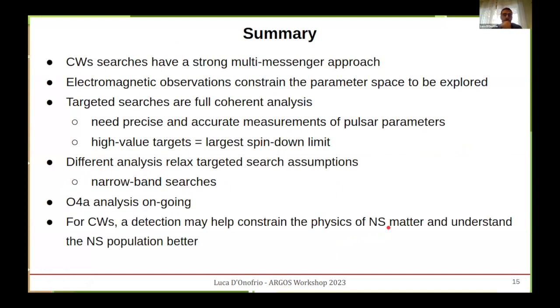And these are my conclusions. The take-home message, I think, is that continuous wave analysis has a strong multi-messenger approach, and there are a lot of analyses that basically depend on electromagnetic observations that constrain the parameter space that we have to explore. I have described the targeted searches, which are the most sensitive analyses that we can perform.